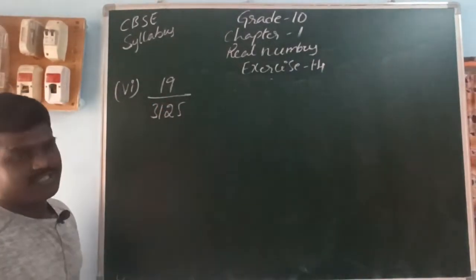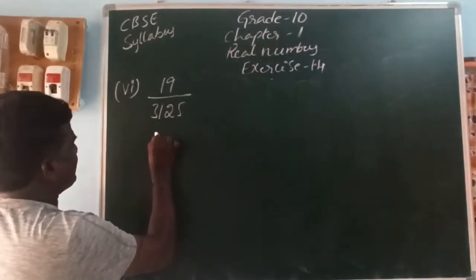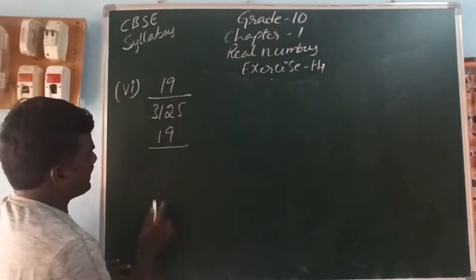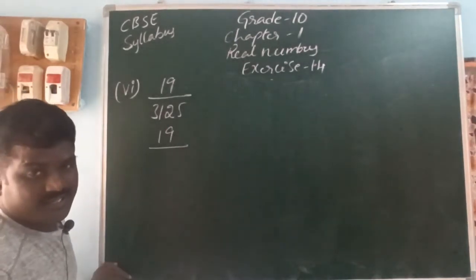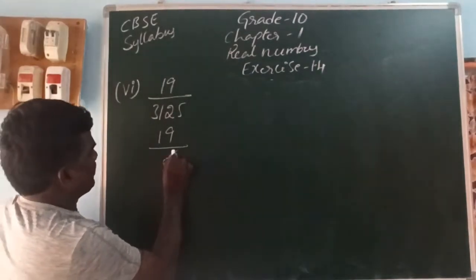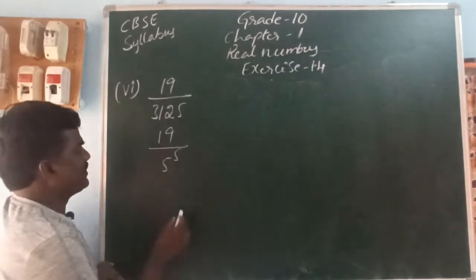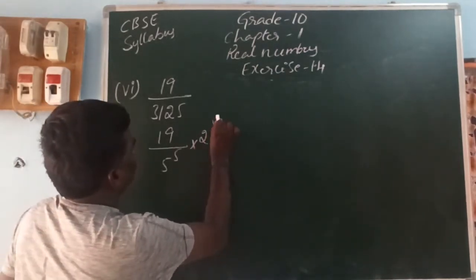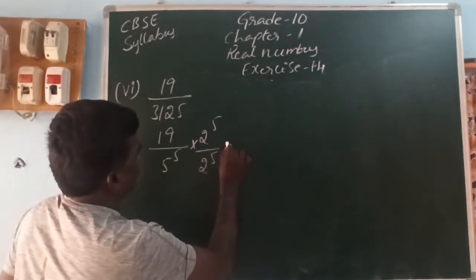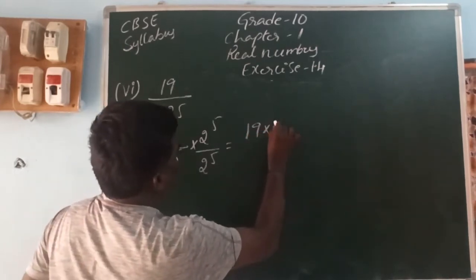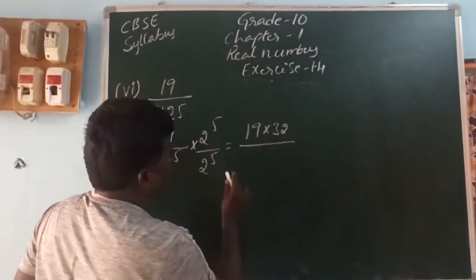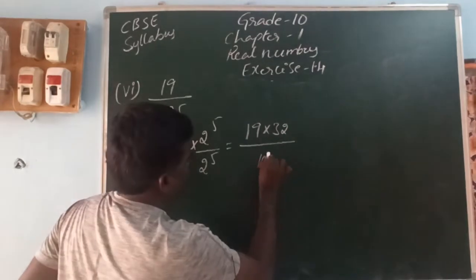Next, 19 by 3125. Here we can write 3125 in prime factorization, and we get 5 power 5. So 5 power 5 is multiplied by which number to become a power of 10? That is 2 power 5. 2 power 5 by 2 power 5, that is 19 into 2 power 5. How much is 2 power 5? 32, so 32 by 5 power 5 into 2 power 5, that is 10 power 5.